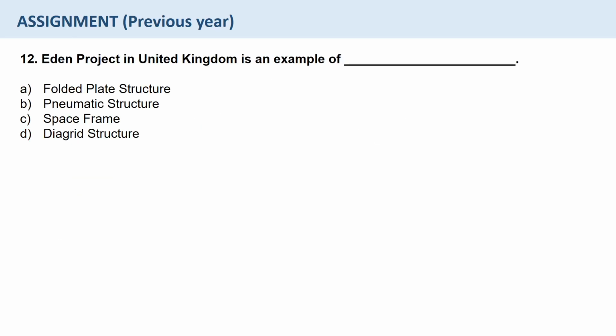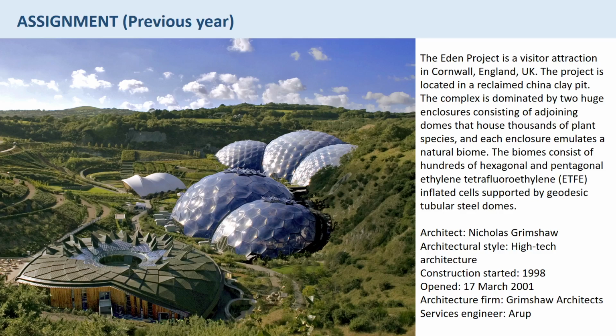Question number 12. Eden project in UK is an example of folded plate structure, pneumatic structure, space frame or diagrid structure. So this is how the Eden project looks like. It is a visitor attraction in Cornwall, England, UK. It is located in a reclaimed China clay pit. The complex is dominated by two huge enclosures consisting of adjoining domes that house thousands of plant species, and each enclosure emulates a natural biome.